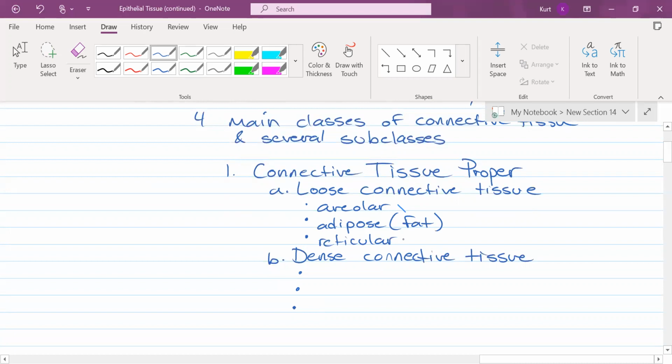As for the dense connective tissue, we have regular, irregular, and elastic. I'll give you a moment to catch up. And the good news is that's the bulk of it. It's going to get lesser and lesser through the other 3.